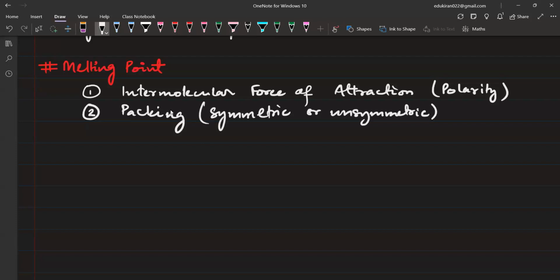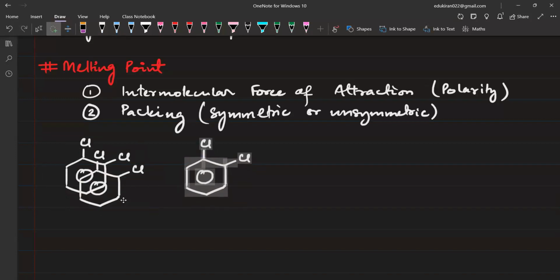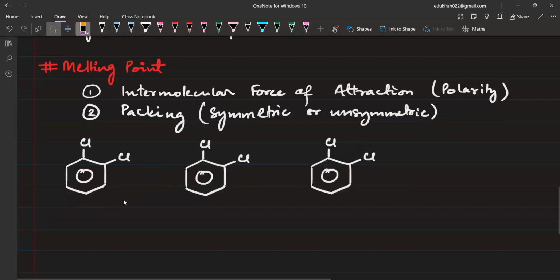Now, the main question that you will see in this part is regarding the dichlorobenzenes that we have just discussed. Please see here, guys. I'm going to look at the same ortho, meta, and para. This is the ortho isomer. Then we have the meta isomer like this. And then we have the para isomer like this.